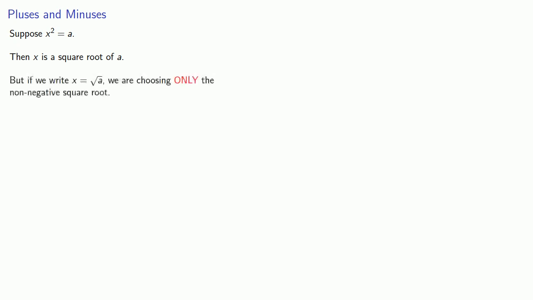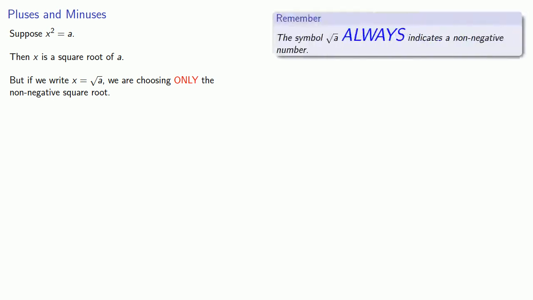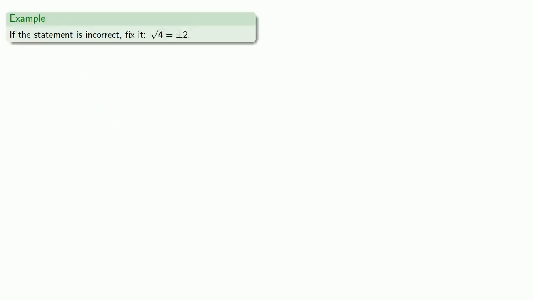So now let's think about this in terms of equations. If x squared is equal to a, then x is a square root of a. Now we'd like to write this as a formula, but if we write x equals principal square root of a, we are choosing only the non-negative square root. It's important to remember that the symbol principal square root of a always indicates a non-negative number. But we'd like to have all solutions. So if we want to indicate all solutions, we must write x equals plus or minus the principal square root of a to include both solutions. And this is an important idea to understand.